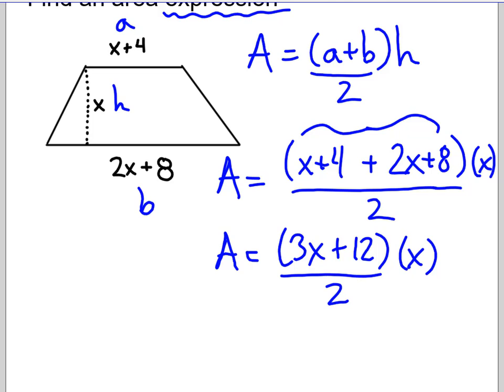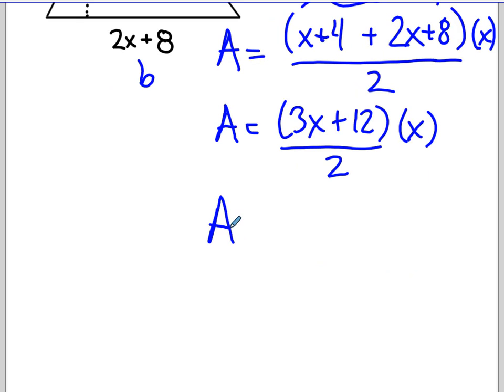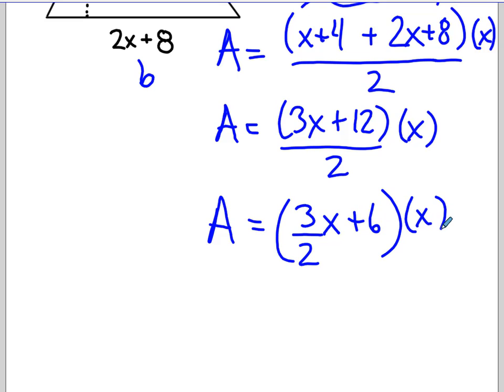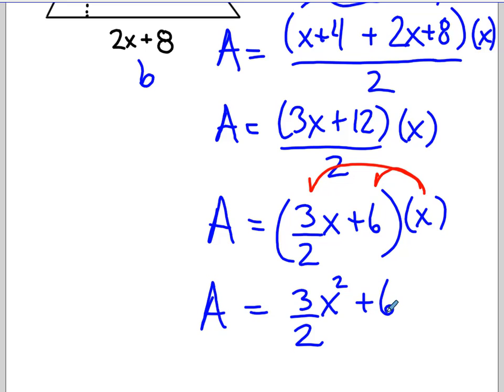Okay, so let's just extend this a little bit, and then our area expression, we can say it's 3 over 2 x plus 6, all times by x, and then we can finish with distributive property, multiplying that x into both terms, 3 over 2 x squared plus 6x. Now that's an expression for the area. You can't go any further unless somebody tells you what the x value is. So you're finished the problem.